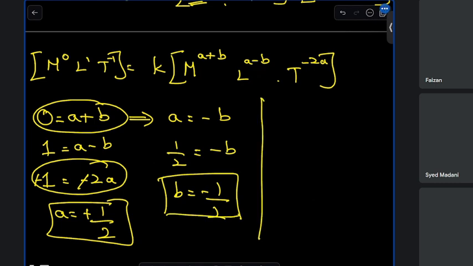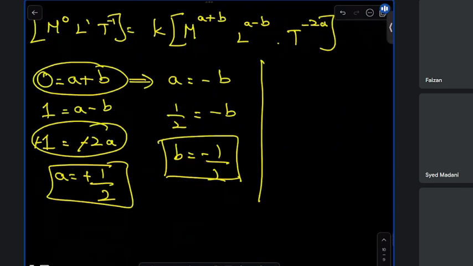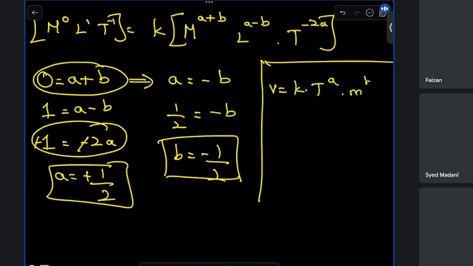Now careful. Once you find the values of A and B, you will go back to the second step where you wrote the formula in terms of K. You will copy paste that again. You'll rewrite it. V is equal to K into T power A into M power B is what we got. Now we know the values of A and B. Substitute them. V is equal to K into T to the power 1 by 2, M to the power minus 1 by 2.